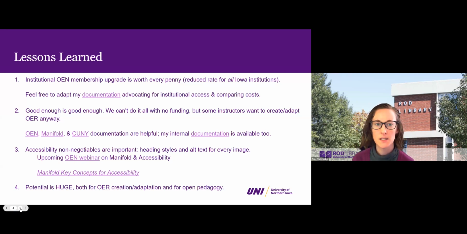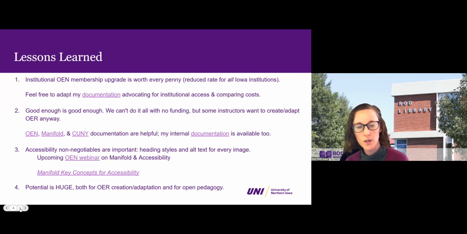I created some documentation, which is linked here on the slides, to advocate to my dean in the library and others for that additional funding. I think it was maybe $600 a year, but don't quote me on that. Click on the documentation. It was my argument for the cost benefit of upgrading that membership, with the Manifold access being really central to that argument.